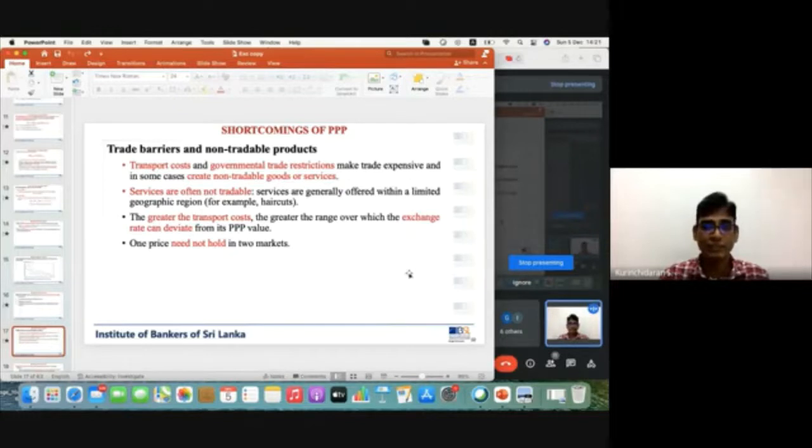And also, as I explained, when the transportation cost is higher, the exchange rate can deviate from its purchasing power parity. That's what we discussed earlier. If it's a small change, there won't be that much deviation, but if it's a greater change, then you will have a deviation in the exchange rate as well. So due to these reasons, you cannot see one price in two markets. Even though theoretically we speak about the law of one price and purchasing power parity, it is very difficult to see that kind of price availability.